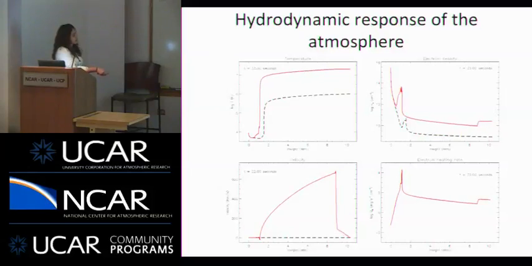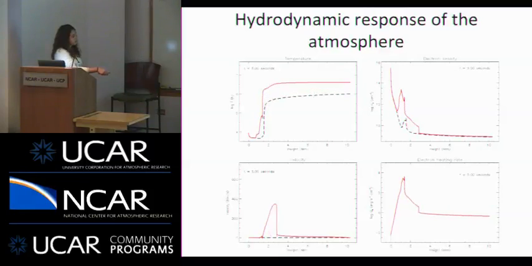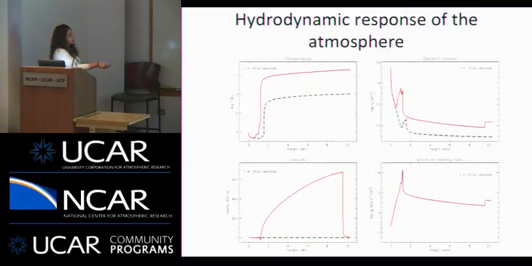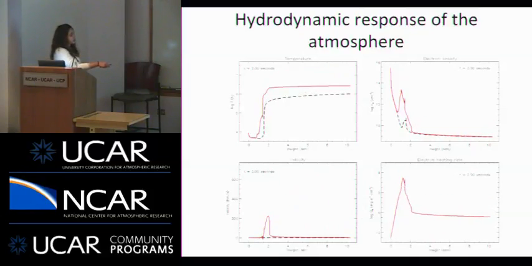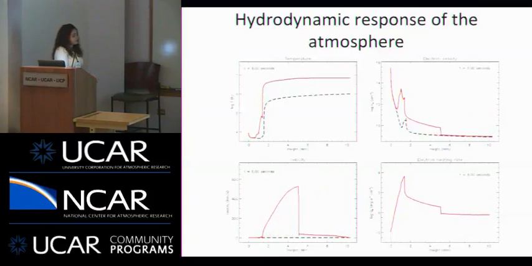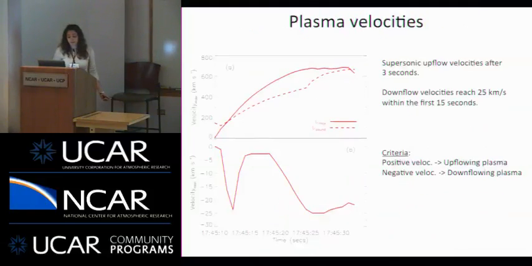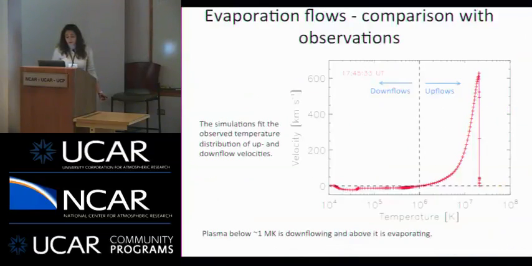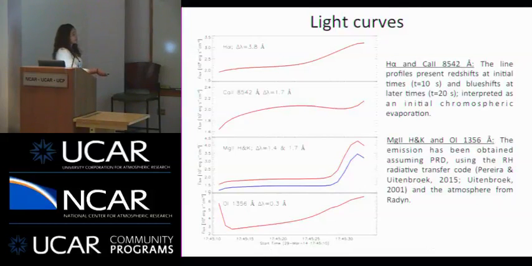At later times, you can see that there is some plasma moving downwards. Here, you can see this is stronger. And you can see also there is a kind of secondary emission peak here in the temperature. This is because the atmosphere is already ionized. So all this in the chromosphere may explain the emission in the magnesium line, which is formed in the chromosphere. But it's something we have to look at in more detail.